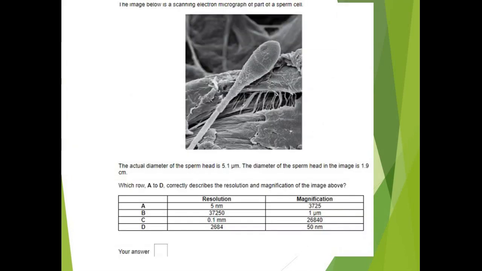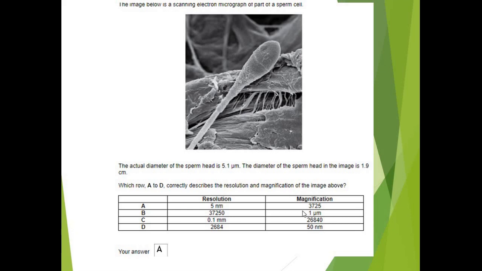Okay, so because we've only studied a very short part of the course, I found that the questions that should be closest to what you can answer at the minute. Now I know this is a scanning electron micrograph, which we'll come to in further lessons, but I want you to have a go at this question anyway. Okay, so pause the video and have a go. Okay, so the answer is A.